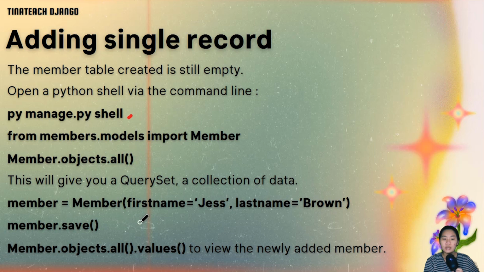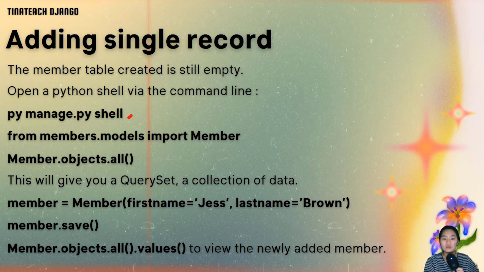And next up, this time we're actually adding a value to the database. member = Member(firstname and lastname, Jess Brown). And then make sure to save, member.save(). When we execute this line over here, it will display to us all of the data that we've inserted into our member database. Okay, Member.objects.all().values() to view the newly added member.